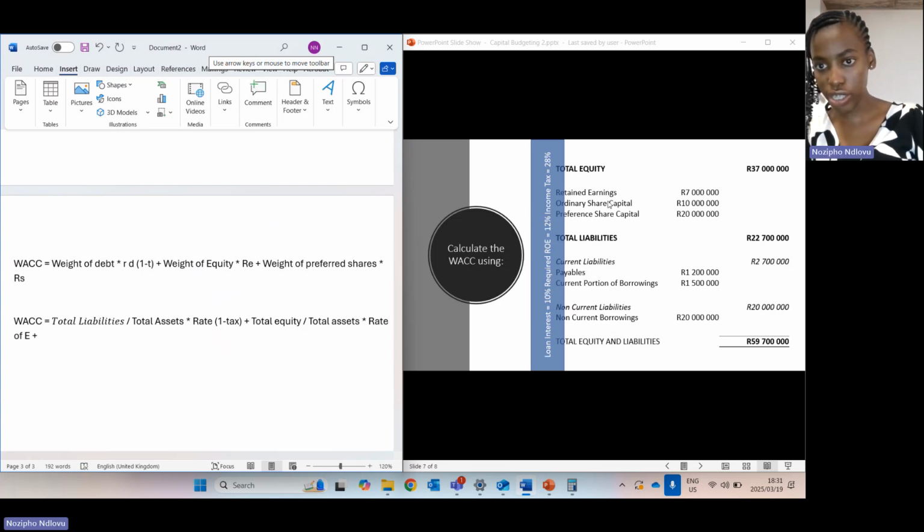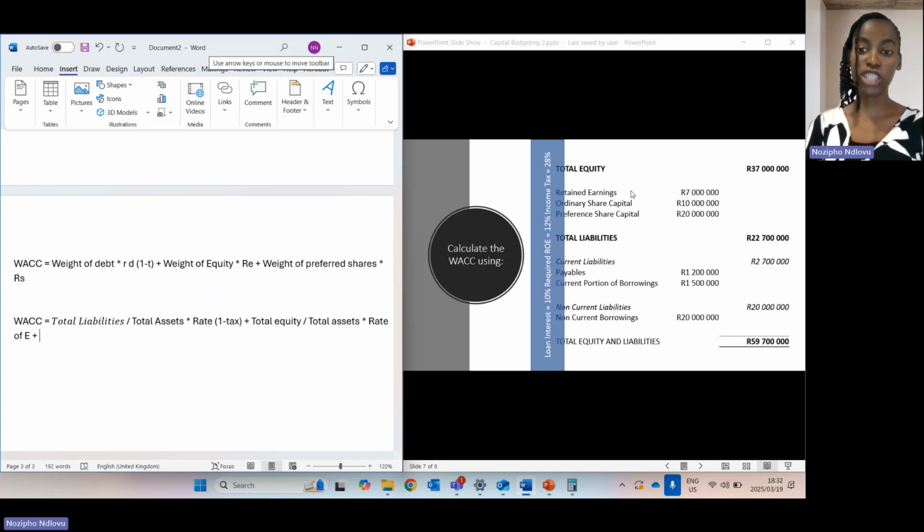Do we have preferred shares here? They only gave us total equity, retained earnings, ordinary shares, preferred share capital. So we did not get the preferred shares. We just have a share capital. So those are two different things. If we're given preferred shares, we will know exactly how to go about calculating that. So let's see, we still can say preferred shares multiplied by the rate for preferred shares.